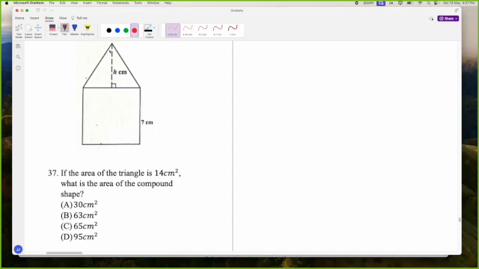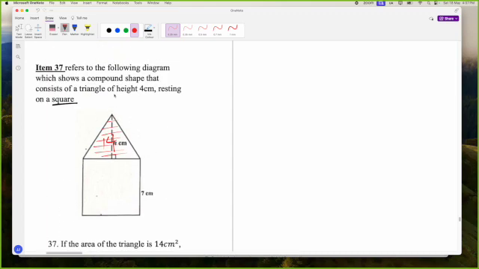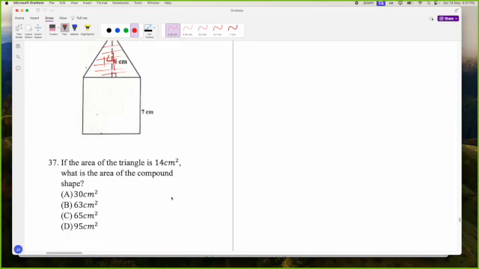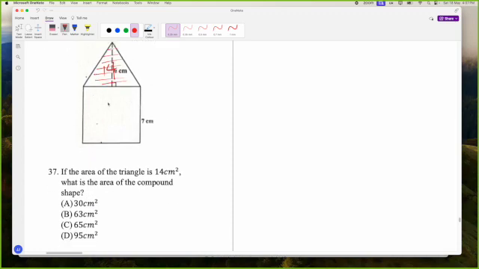So this paper was typed over, but it looked like it had the 7. It would be an easy question then, because they tell you the area is 14. The area of the triangle is 14. What is the area of the compound shape? Well, if they really give you the 7, then 7 times 7, because it's a square, gives an area of 49. So the area of the compound shape will be 14 plus 49, which is 63.